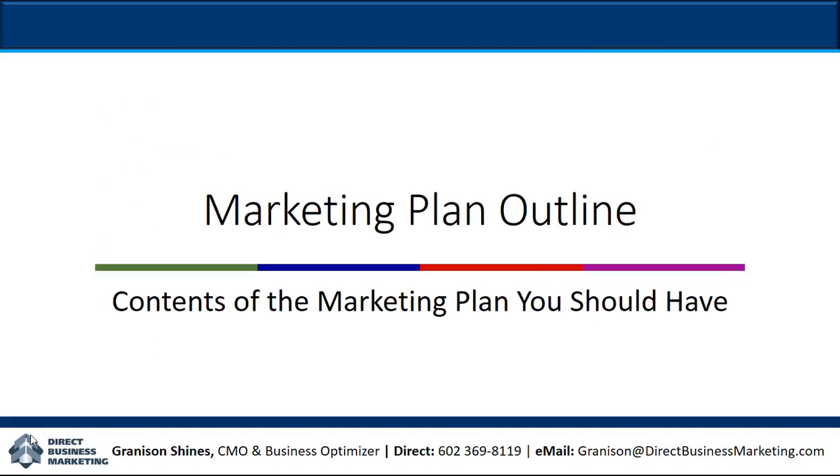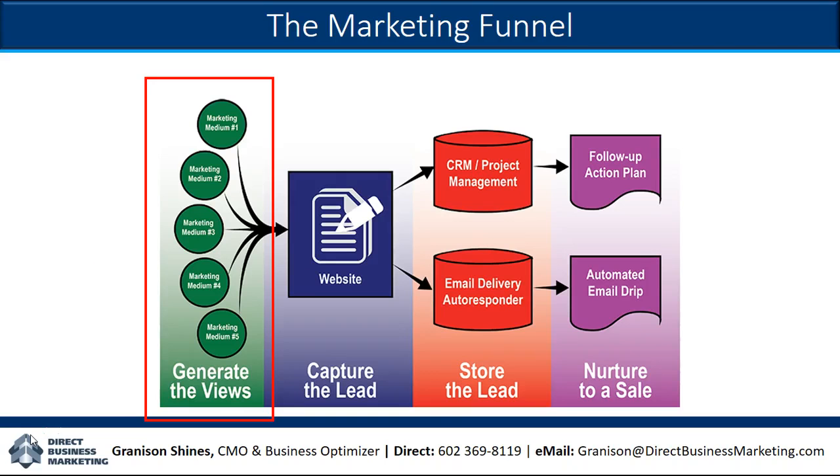Okay. Now, the marketing plan outline, the contents of the marketing plan that you should have working in your business. Now, here we are. Let's break it down again. 5 lead generating items. 1, 2, 3, 4, 5. That could be PPC. It could be email. It could be social media. It could be a press release. It can be a joint venture partner, whatever it may be.